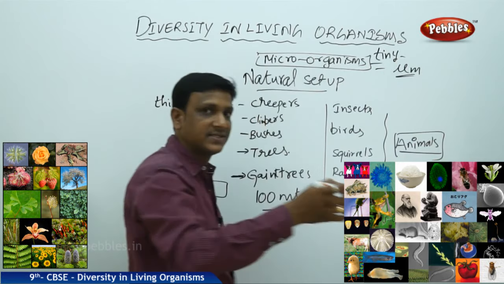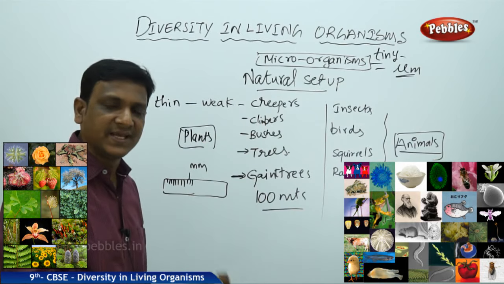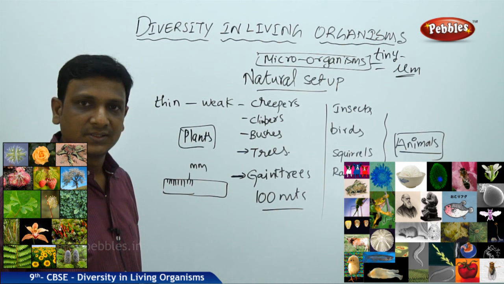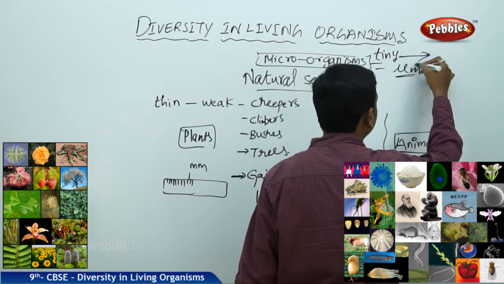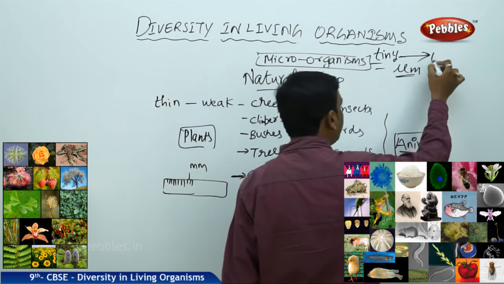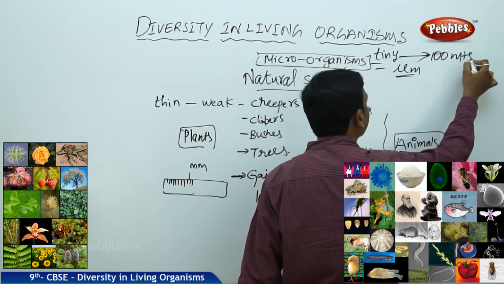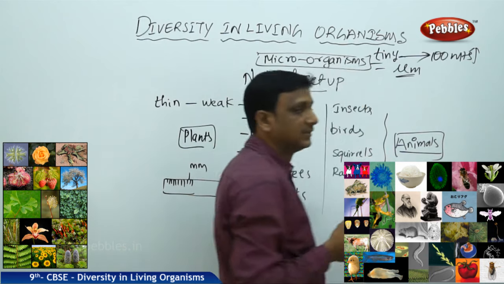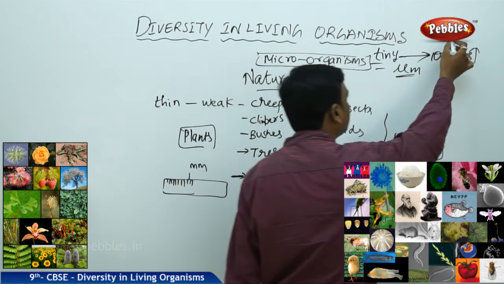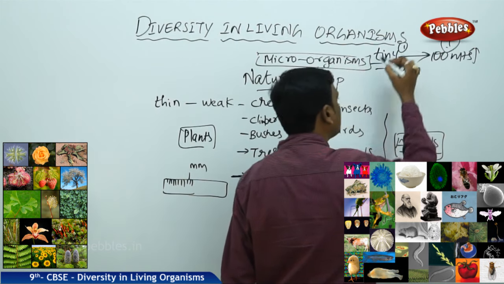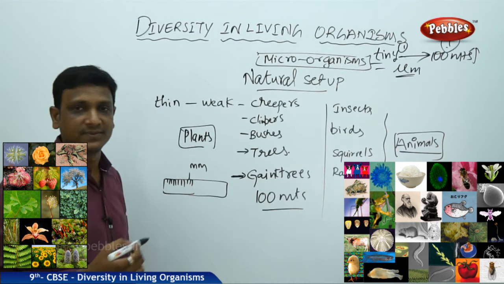So the range, what is the range? It begins at very tiny micrometers to hundreds of meters. If you take a giant redwood tree, it grows 100 meters in height. So that is the range. That is also one living organism, and this microbe is also one organism. Then what is the difference? See the difference.